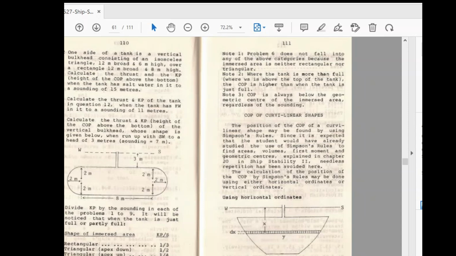Eleven meters. 11. Everybody is okay with that? 4 plus 6, 10 plus 1, 11. Now tell me the geometric center of the triangle alone.